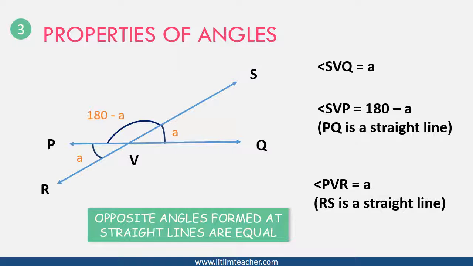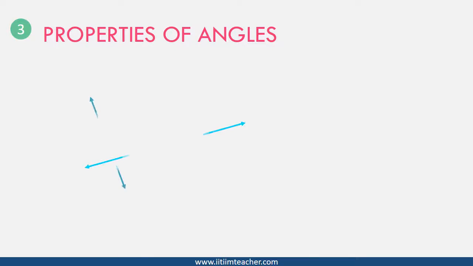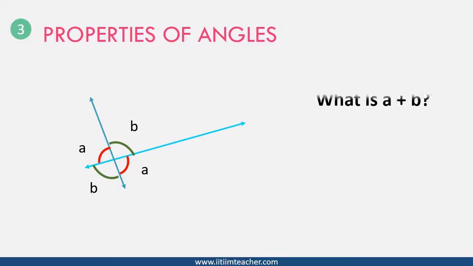In this case, you can see clearly A. As you can see, this is a pair of intersecting lines and the opposite angles are equal. In this case, what is A plus B? The total angle at a point with respect to the straight line is equal to 180 degrees.